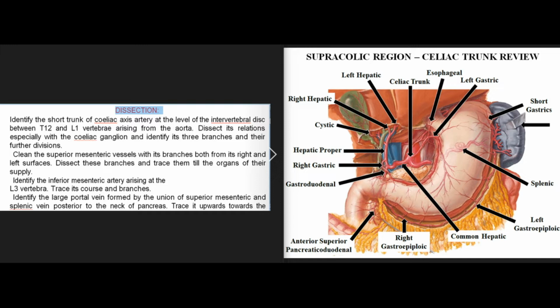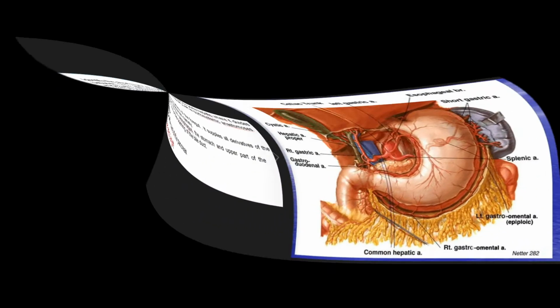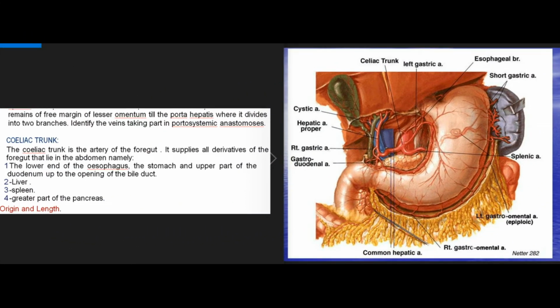Identify the inferior mesenteric artery arising at the L3 vertebra. Trace its course and branches. Identify the large portal vein formed by the union of superior mesenteric and splenic vein posterior to the neck of pancreas. Trace it upwards towards the remains of free margin of lesser omentum till the porta hepatis where it divides into two branches. Identify the veins taking part in portosystemic anastomoses.